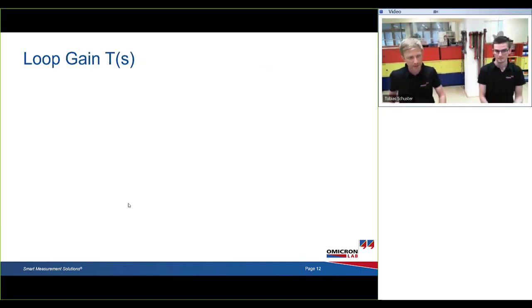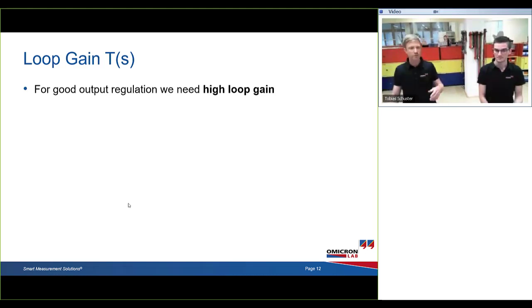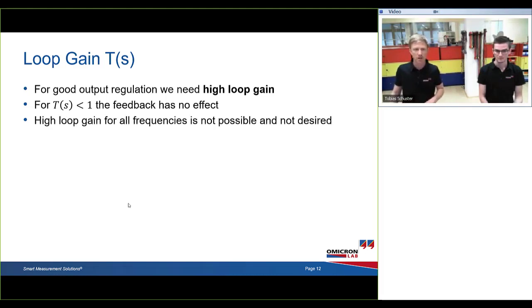So the loop gain T of S. We said for a good regulation we need a high loop gain. If T is smaller than 1, the loop gain will not have any effect anymore. That we can also see from the equations, or if it's a small number, so close to 1 or smaller than 1. But the problem is that high loop gain for all frequencies is simply not possible. At some point we'll run into slew rate limitations or gain bandwidth product limitations or whatever. So it's just not possible, and normally also not desired for the very high noise frequencies.